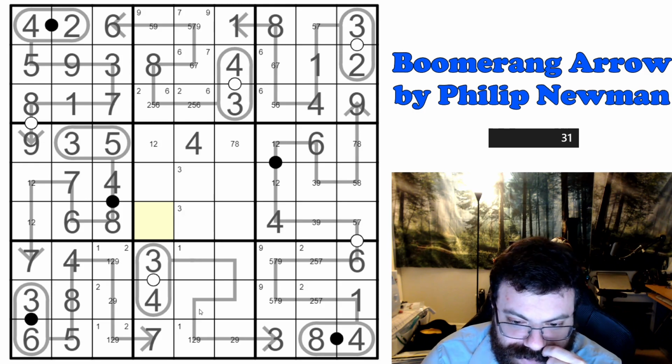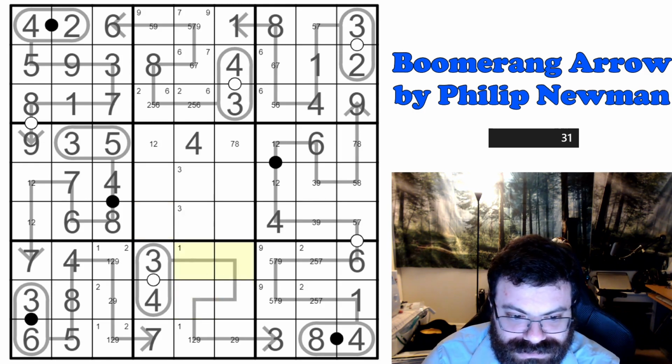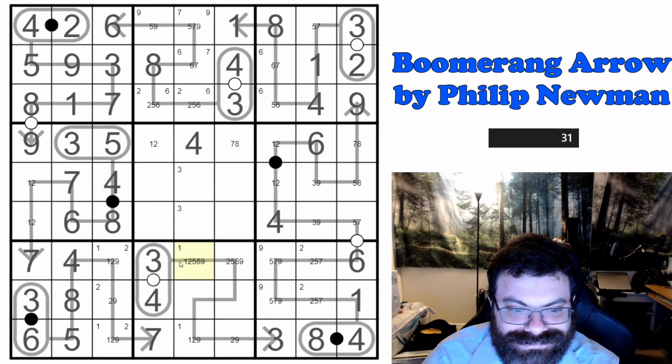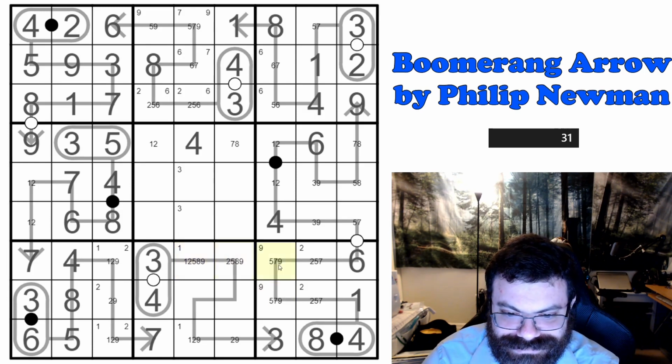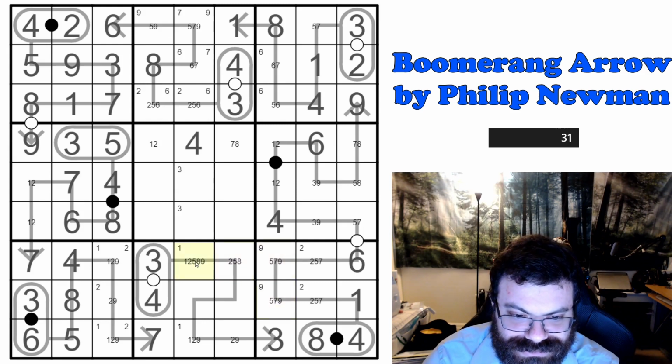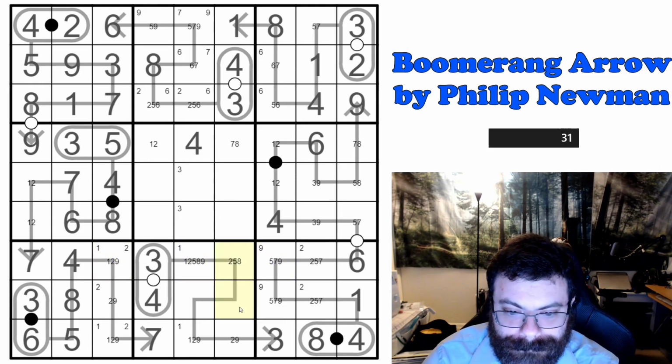Are there any weak rows or columns that I haven't? How about this one? We need 1, 2, 5, 8, 9. This is not 1. I think that's it. Is there a rule I'm forgetting about? Well, we know 9's not here, because 9's limited to one of these two. Do I just fill the rest? Might as well.